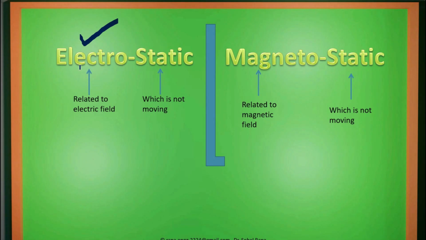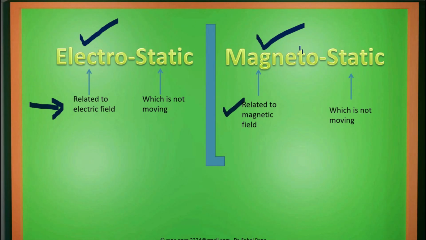Electrostatic. When we talk about electrostatic, electro means related to electric field, and static means which is not moving, which is in rest. That means our system is not in motion. And the second part of electromagnetic comes from magneto. Magnetostatic. Magneto means it is related with magnetic field which is not moving.